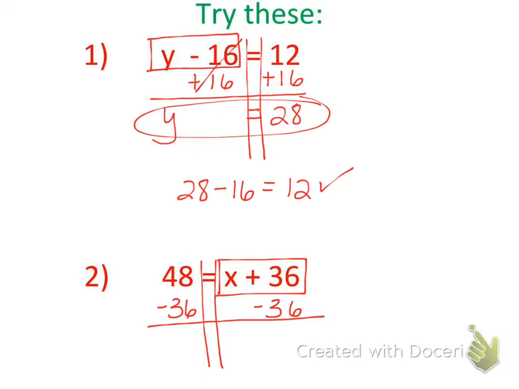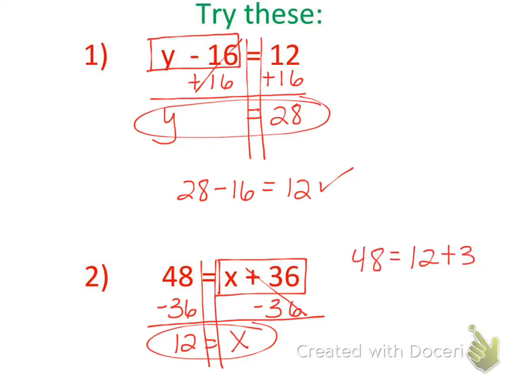Okay? All right, so let's start over here. 48 minus 36, what is that? 12 equals x is left over there, but that is gone. I could put plus 0, but there's no point in that. So 12 equals x. If we plugged it in, 48 equals 12 plus 36. Is that true? Yes, it is. So we know we did it correctly. See, that's the great thing about algebra. You can always check your answer.